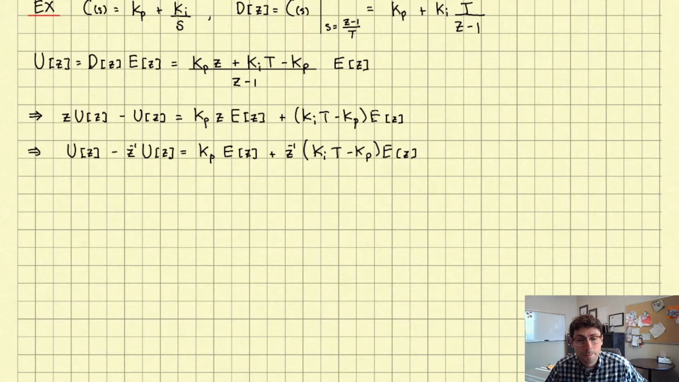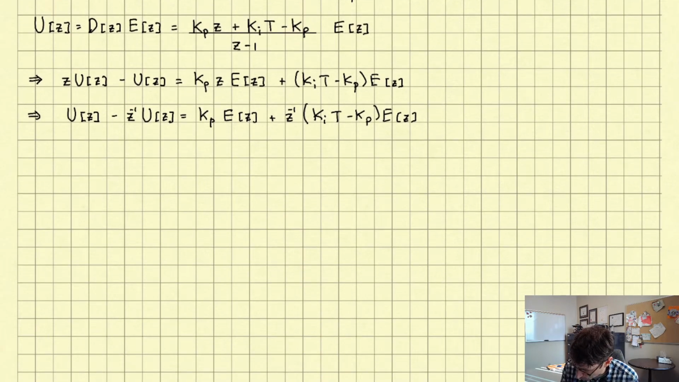Okay. And now we have something which is hopefully sort of recognizable as what it would be in the time domain. Remember, dividing by Z is like going back in time, discrete time. And so we get our final rule.